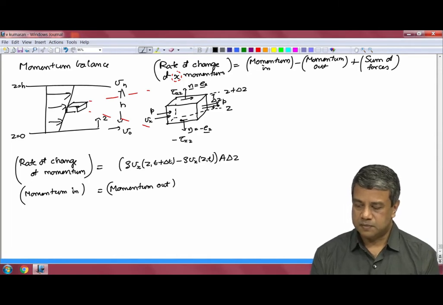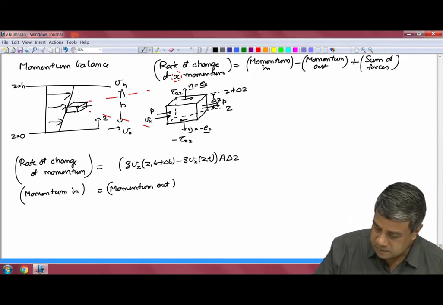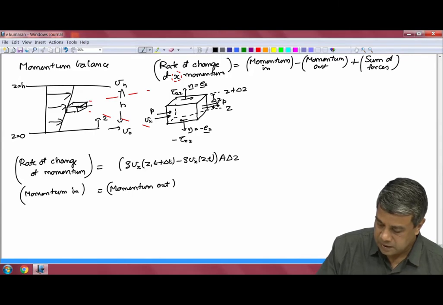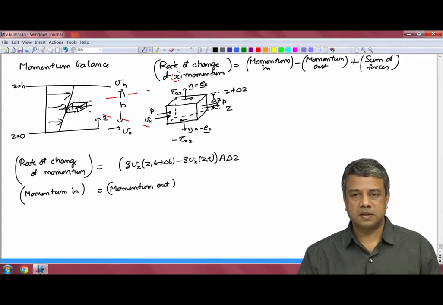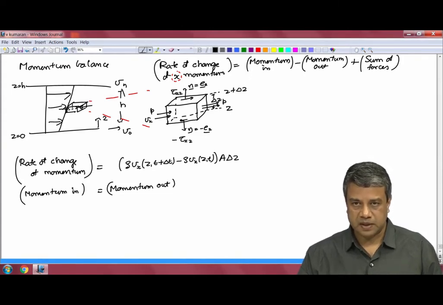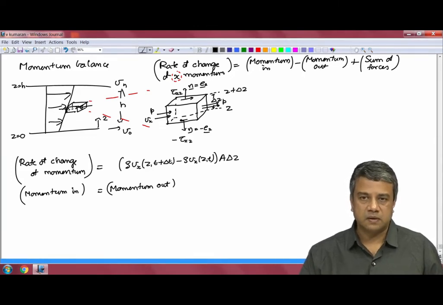The pressure is compressive. So, the pressure on the right face will act in the minus x direction, whereas the pressure on the left face will act in the plus x direction. If you recall, pressure always acts along the inward unit normal. Pressure is a compressive force at a surface, and it always acts in the direction perpendicular to the surface, inward to a differential volume.